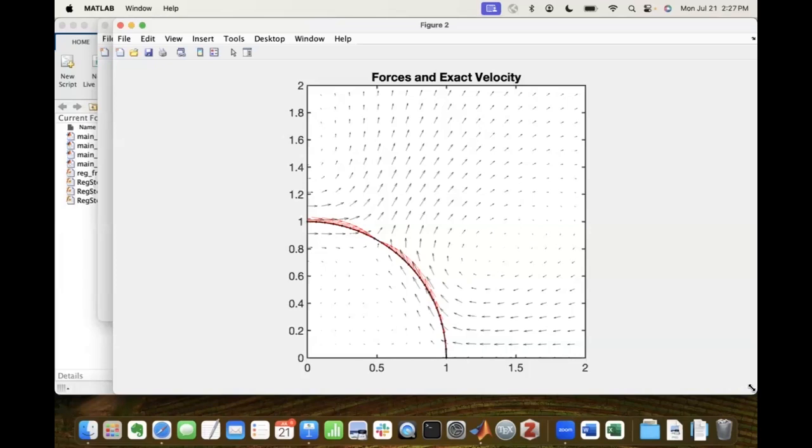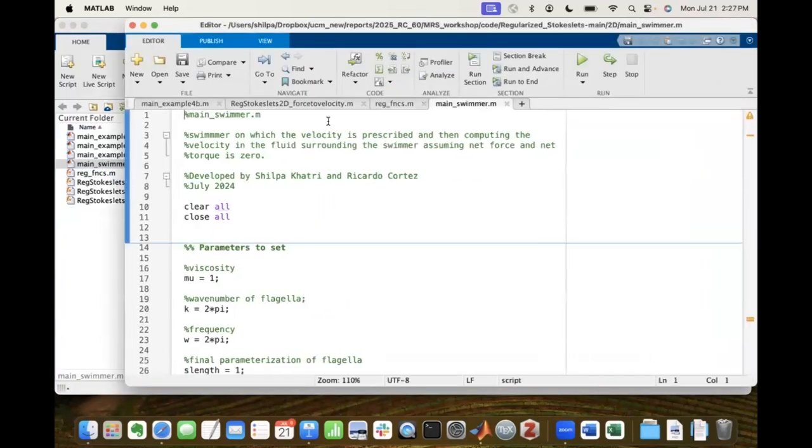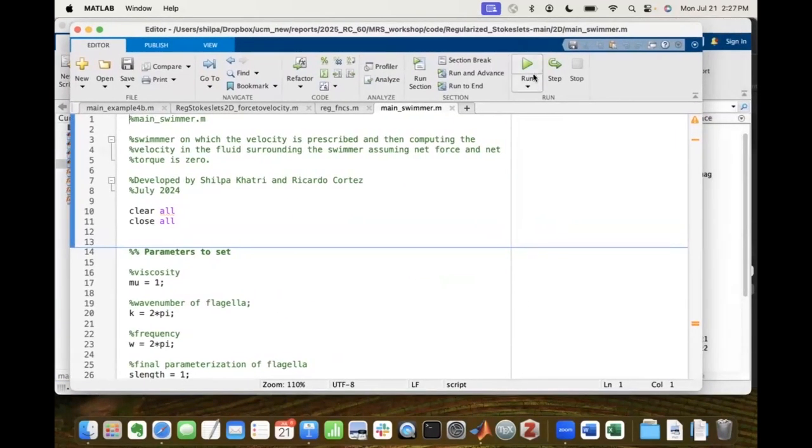Do you guys want to see the swimmer? Because I didn't put the movie on the slide. I can show you the swimmer, which is a time dependent flow and not one of the ones in the paper. Okay, so we can just play it.